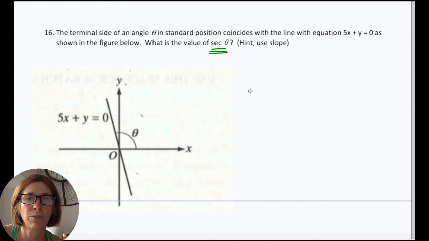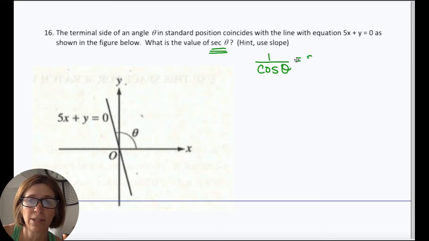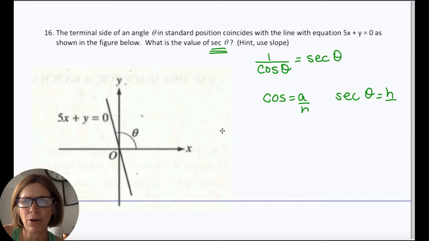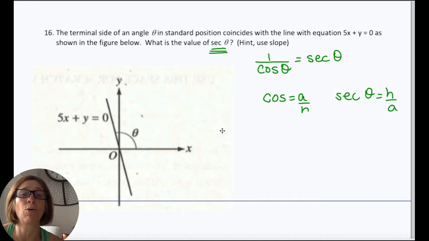Okay, so we need to recognize that secant is the reciprocal function to cosine. So 1 over cosine theta is equal to secant theta. So that's important for me to recognize, right? But we know that cosine is actually adjacent over hypotenuse. That actually means that secant theta is equal to hypotenuse over adjacent. That might be more helpful to me, okay?